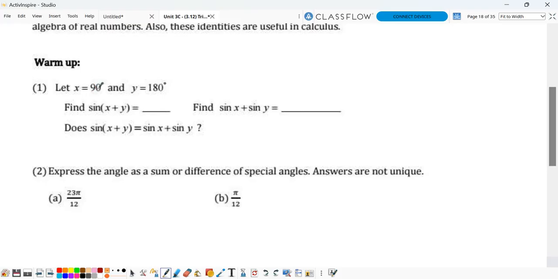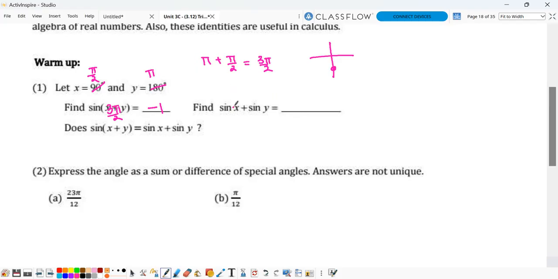So let's say x is, I'm going to change this to radians, pi over 2, and y is pi. So if I say sine of x plus y, which is pi plus pi over 2, which is 3 pi over 2. Think of it that way if I add these two. So pi plus pi over 2 is 3 pi over 2. So what is sine of 3 pi over 2? Sine of 3 pi over 2 is down here and it's negative 1.